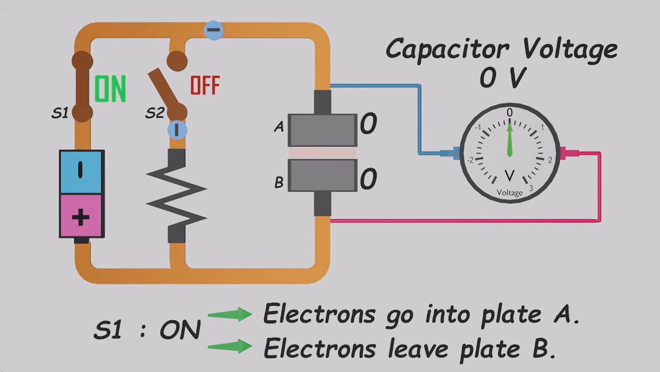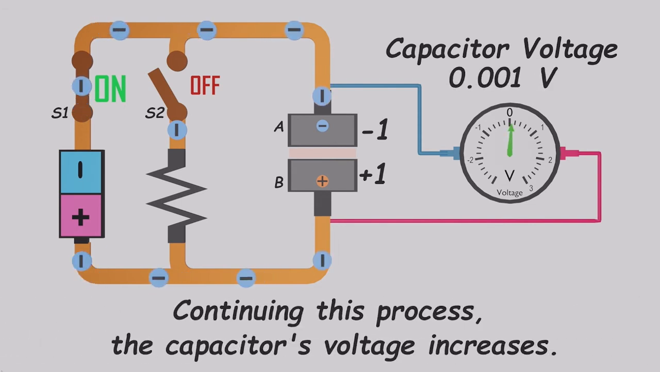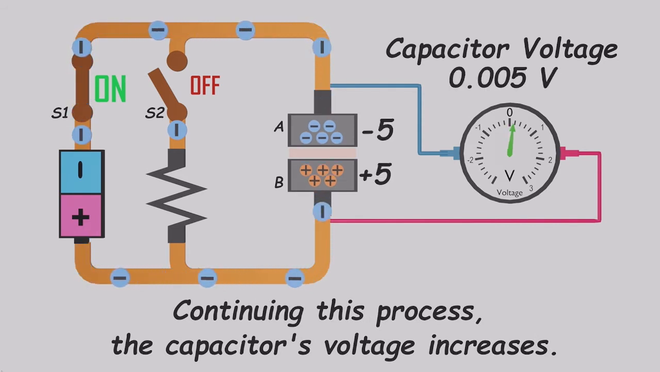Let's consider what happens in detail. When one electron moves to plate A, its charge becomes -1, and another electron leaving plate B brings its total charge to +1. This slight difference in charge causes an increase in the capacitor's voltage. Continuing this process alters the total charge on both plates, consequently increasing the capacitor's voltage.